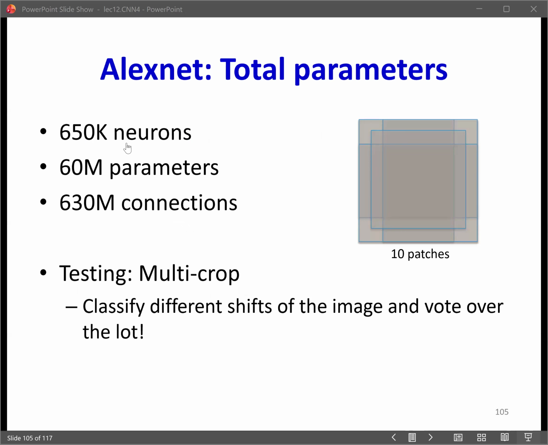For the total parameters, they had 650K neurons, 60 million parameters, and 630 million connections. This was considered enormous for the day. During testing, they would take each test image and crop it in 10 different ways, classify each crop, and then vote over the lot.